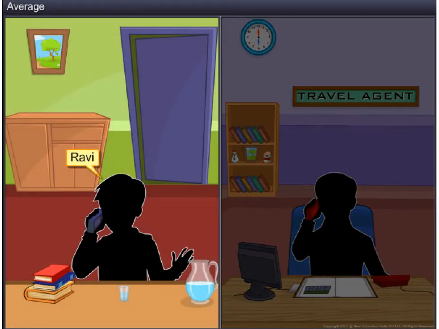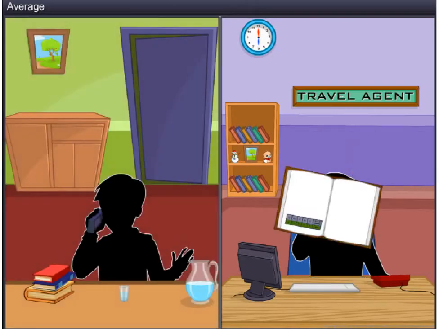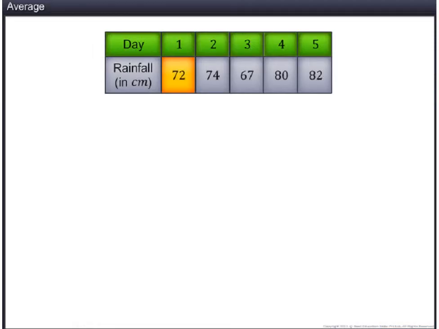Ravi is planning to visit Mussoorie over the weekend and inquires with the travel agent about the weather, particularly the rains. The agent tells Ravi that the rainfall in the city over the last 5 days was 72 centimeters, 74 centimeters, 67 centimeters, 80 centimeters, and 82 centimeters. The agent also tells Ravi that the rainfall during the week was about 75 centimeters.